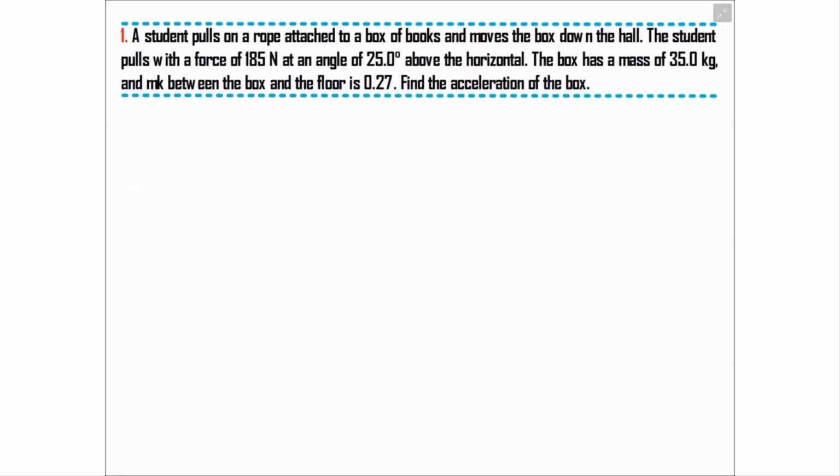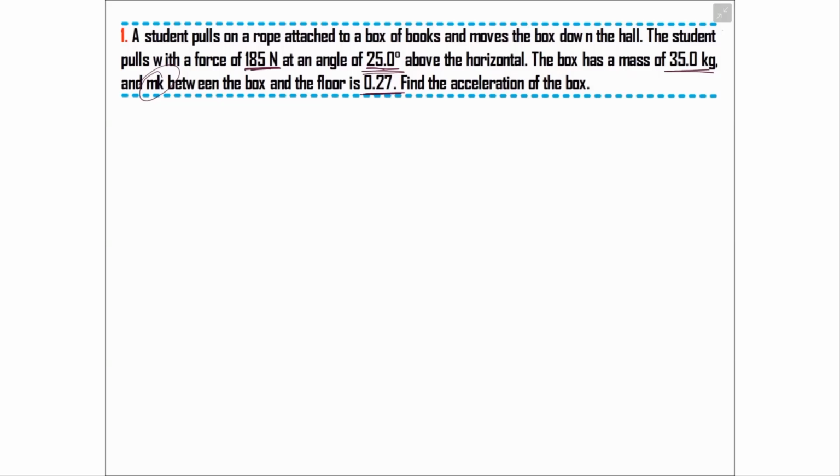Hello, welcome everyone. In this question, it says a student pulls on a rope attached to a box of books and moves the box down the hall. The student pulls with a force of 185 Newton, at an angle of 25 degrees above the horizontal. The box has mass 35 kilogram and mu k between the box and the floor is 0.27. Find the acceleration of the box.